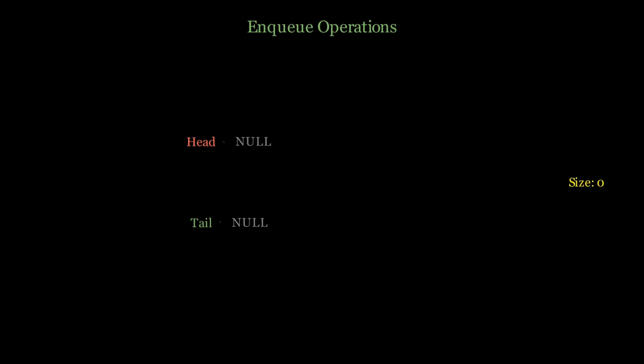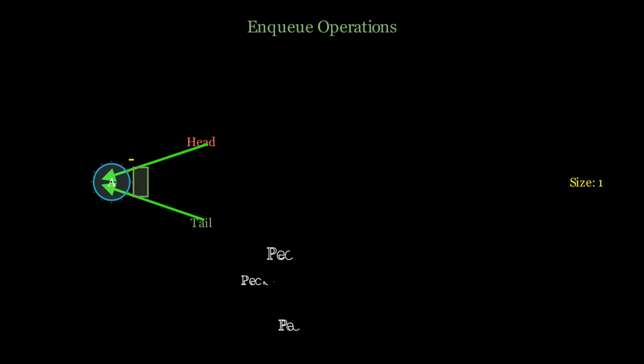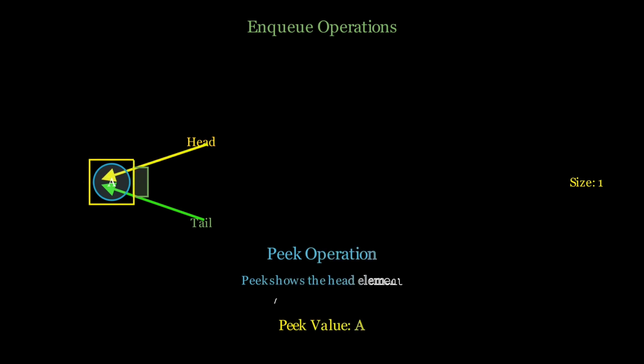Now let's see how we can add elements to our queue through the Enqueue operation. First, we add the element A. Since this is our first element, both our head and tail pointers will point to it. Each node contains two parts, the data and a next pointer. The peek operation allows us to see the element at the head of the queue without removing it. We can see the element A is highlighted.